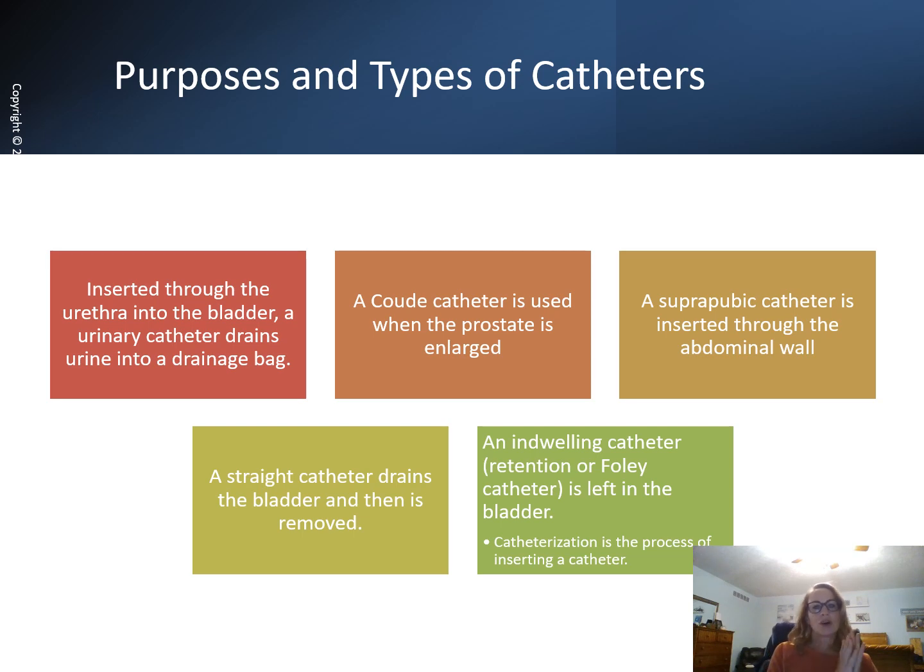Okay, so the purposes and types of catheters. Catheters are inserted through the urethra into the bladder, and a urinary catheter drains urine into a drainage bag.